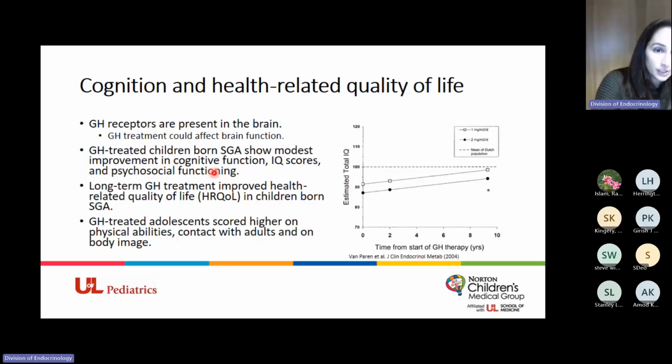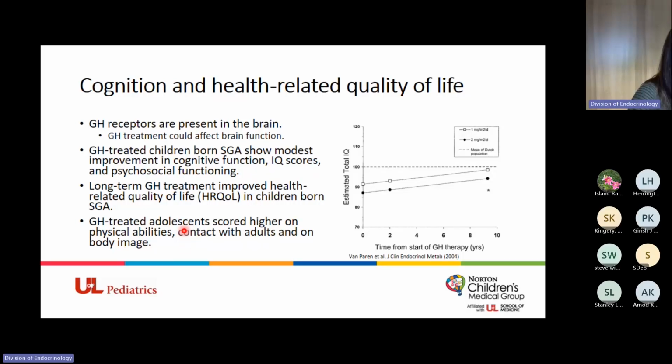As far as cognition and health-related quality of life, there are growth hormone receptors present in the brain. So that tells us that potentially growth hormone treatment could affect brain function. So there are multiple studies actually showing that there is some, they call modest improvement in cognitive function, IQ scores, and overall psychosocial functioning. They also mentioned that it improves health-related quality of life in babies that are born small, SGA.